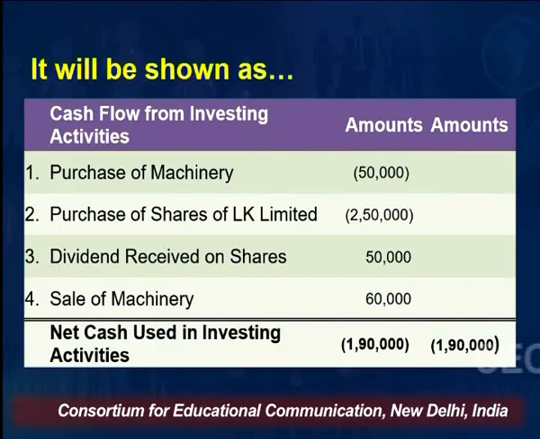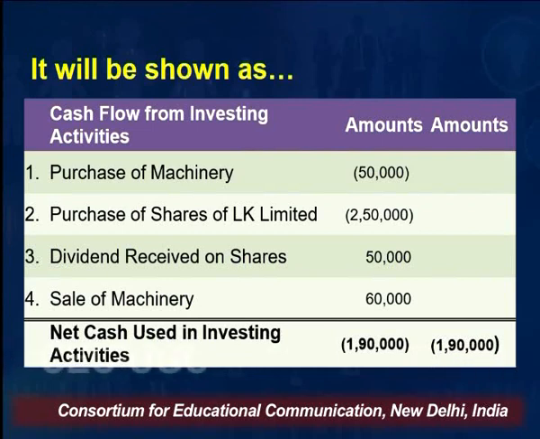Now, how to show it in the statement of cash flow? This is the way you will be showing. After analyzing every transaction like this, you classify them under the head of cash flow from investing activity. Transaction number 1, purchase of machinery, amount of rupees 50,000 is shown in brackets. Brackets indicate outflow: you have purchased machinery, so there is a cash outflow. Purchase of shares of LK Limited, rupees 2,50,000, again a purchase, a cash outflow, so the amount is shown in brackets. Dividend received on shares, cash inflow rupees 50,000, without brackets. Sale of machinery 60,000 rupees, again without brackets, which means it is inflow.